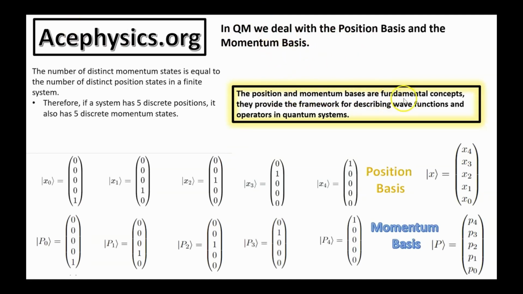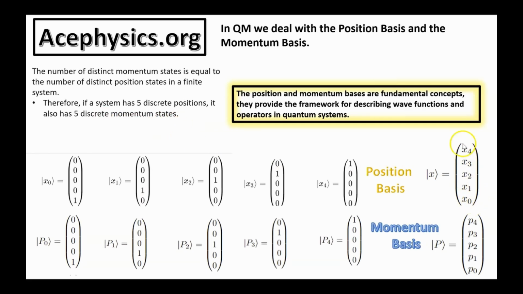The position and momentum basis are fundamental concepts. They provide the framework for describing wave functions and operations in quantum systems. The number of distinct momentum states is equal to the number of distinct position states in a finite system. Therefore, if a system has 5 discrete positions, it also has 5 discrete momentum states.